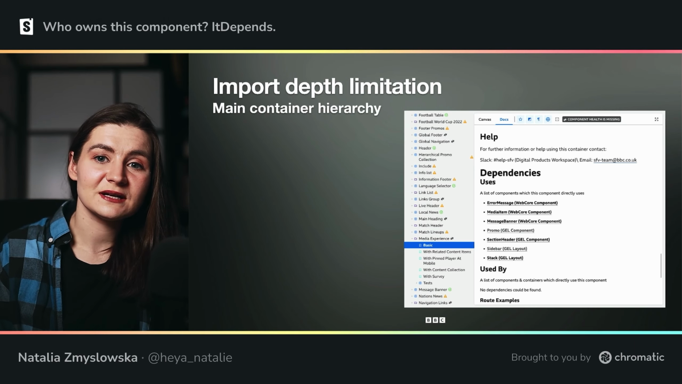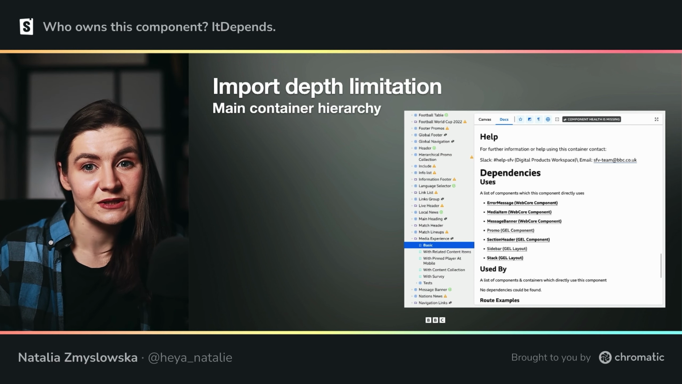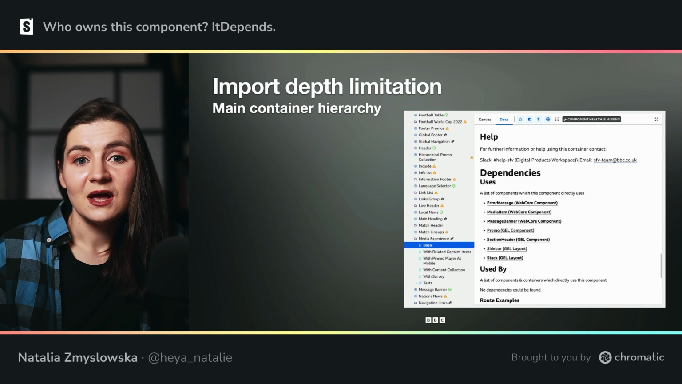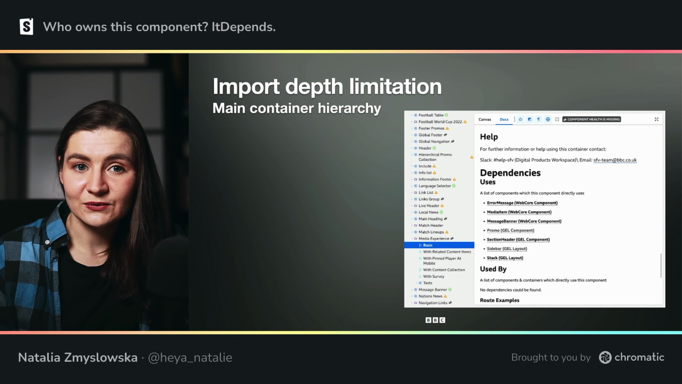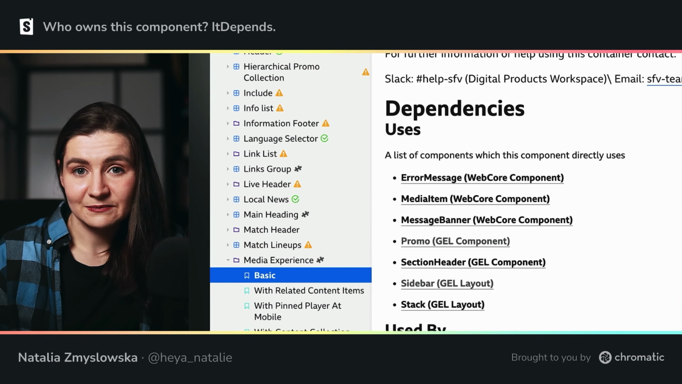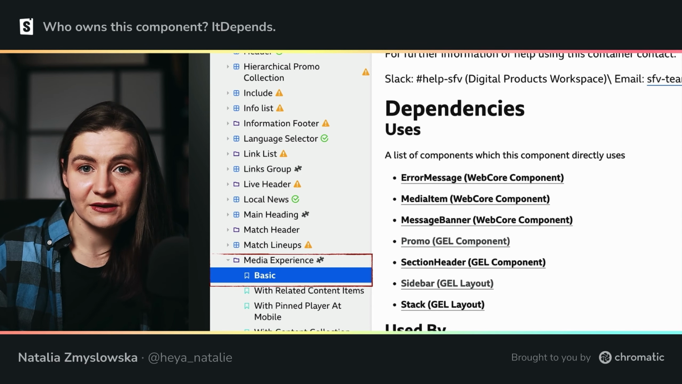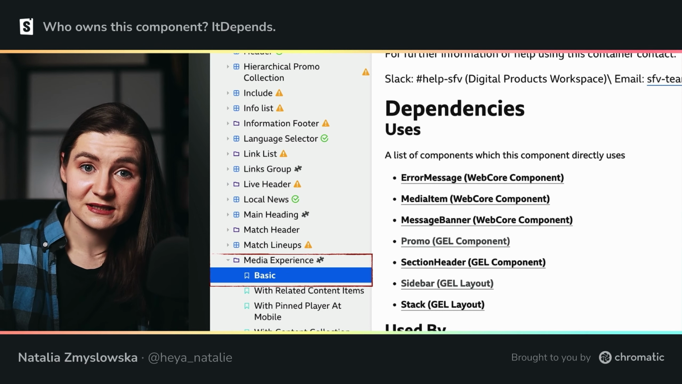Unfortunately, it's not perfect yet. There are a couple of known limitations with the component dependencies functionality, and the most important one of them is import depth. Because we parse the component's JavaScript files to determine usage, only a depth of 1 is currently supported. For example, only components which directly use or are used by the component are included in the list of dependencies. For example, on the media experience container, the media player component does not appear in the users list.